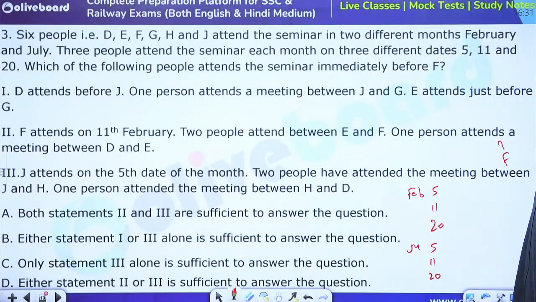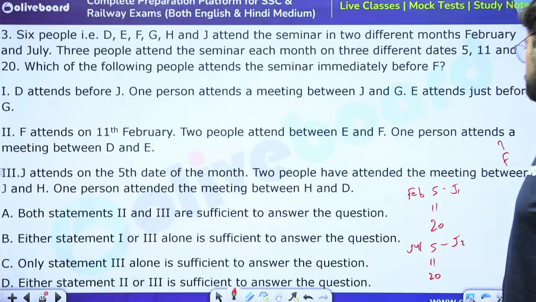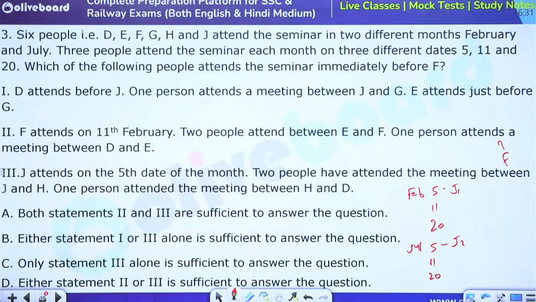Only 3 says J attends on the 5th date of the month. So J can be either here or here. We can't have 2 J's obviously. So J1 and J2 will make 2 cases. Okay, we'll make 2 cases. 2 people have attended the meeting between J and H. Now if J1 is here, if 2 people have attended between, then H1 has to be here. And if J2 is here, then H2 will be here. There is no other option. These are the only possibilities for J and H.